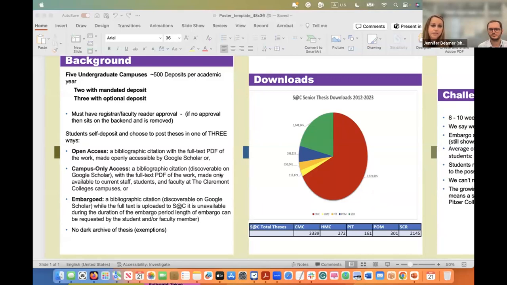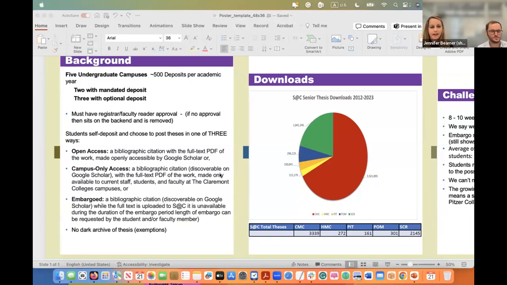So they have three choices. One is open access. This is the information we communicate directly to them, so they'll hopefully understand what's going to happen. So fully open access, where the metadata and the full text PDF are available. Most people find our repository via Google Scholar.